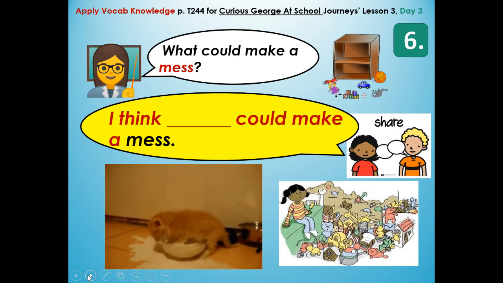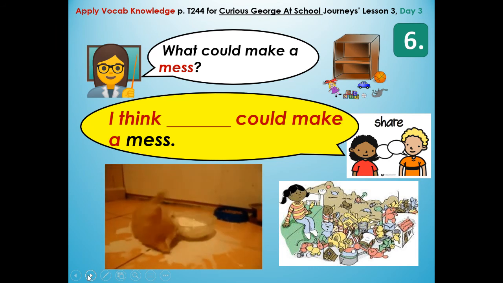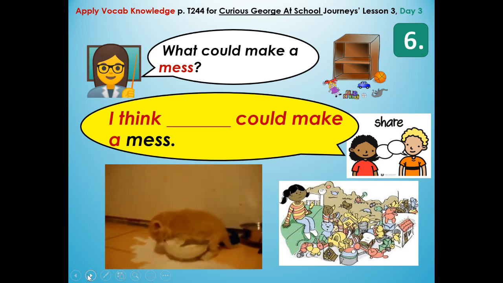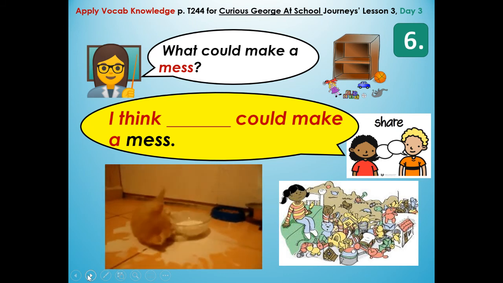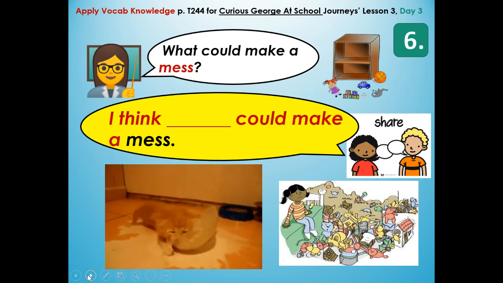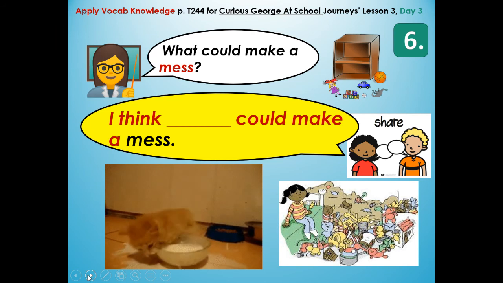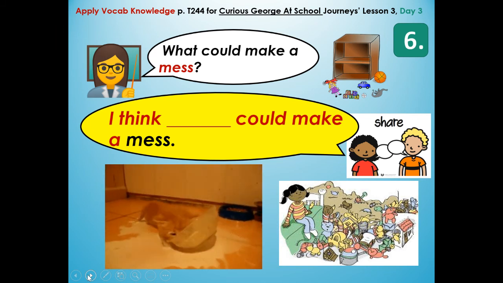Well, I think a kitten, just like in the picture, can make a mess because they're very curious and they are playful. So whatever they see, they would be excited and maybe spill things. I also think all humans can make messes in their room or at school or at home.